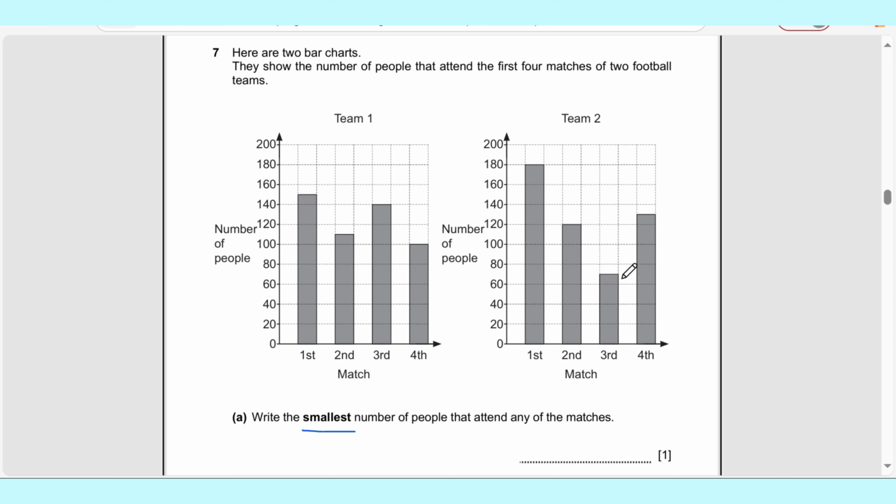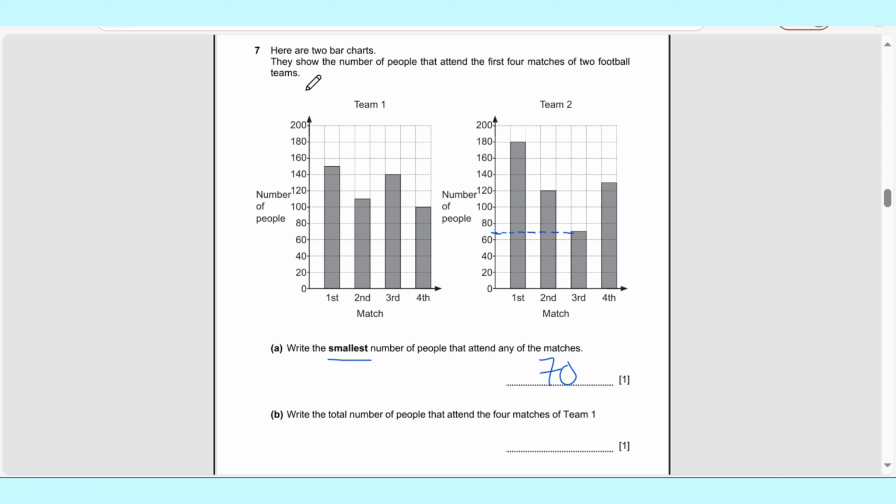Okay, let's check out the answer, guys. So it's a 70 here. How do you know 70? We just find the shortest bar, so it is pointing to 70 because 70 is between 60 and 80. Alright, let's move on. Okay, 7b.